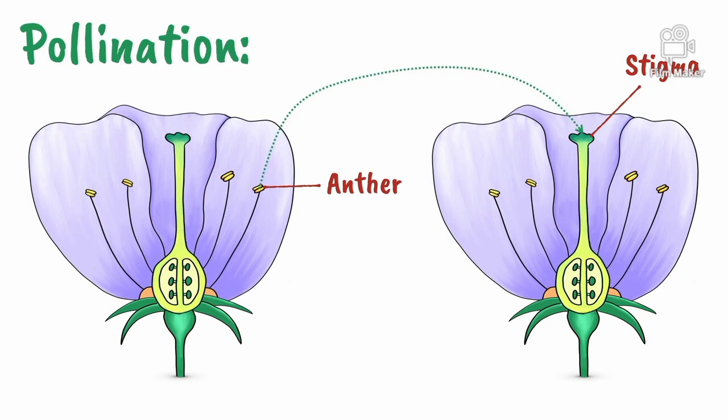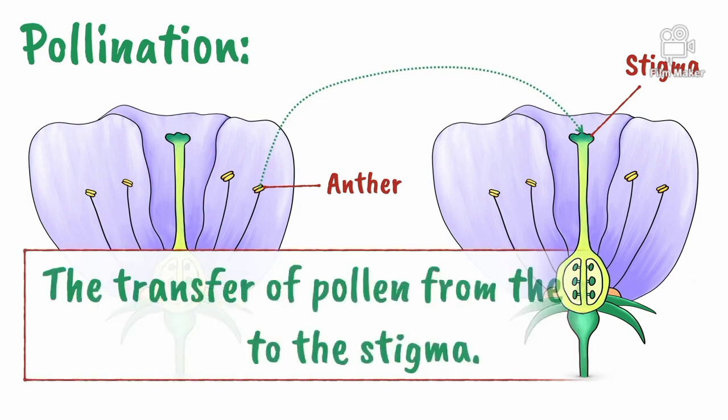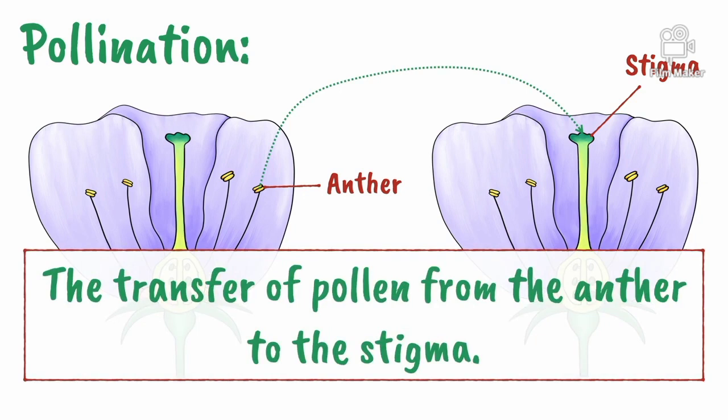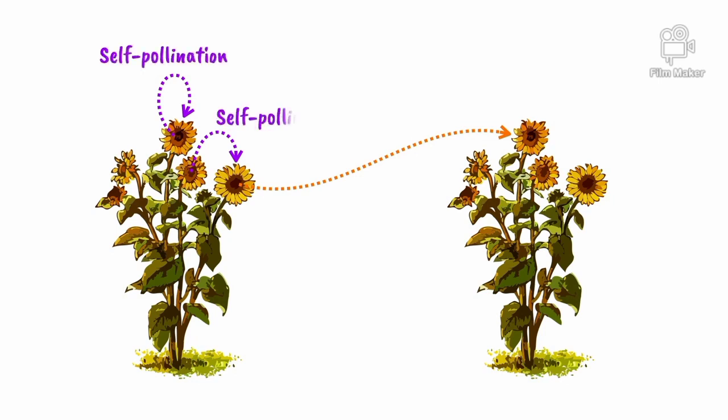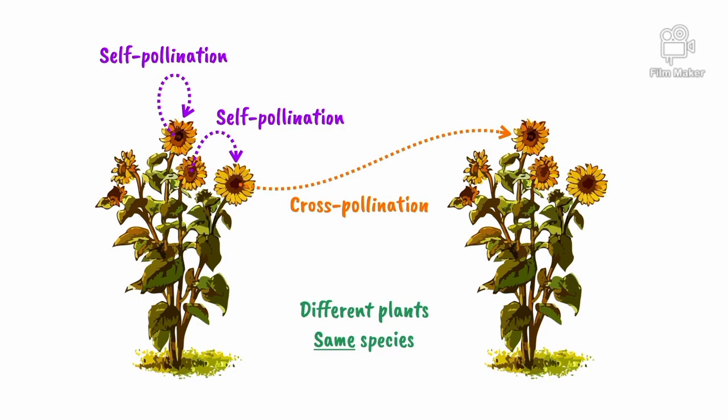If you don't already get that definition, pollination is simply the transfer of pollen grains from the anther to the stigma. It can occur from the anther of a flower to the stigma of the same flower, or from the anther of a flower to the stigma of another flower on the same plant, or from the anther of a flower to the stigma of another flower on a separate plant. In the first description, it is called self-pollination, while the second description is called cross-pollination. Although they are different plants, they must be of the same species. For example, two orange trees.